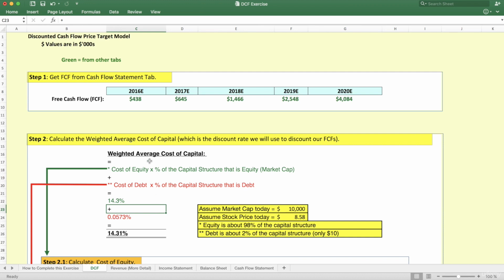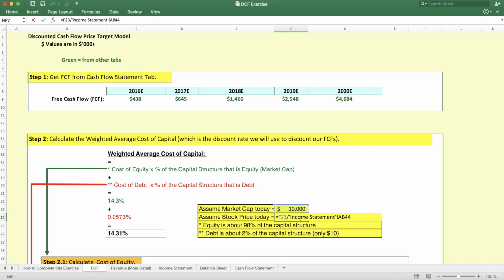Okay, so the cost of capital for us is going to be a function of, well, how much equity do we have? How much debt do we have, right? And then we'll get the percent of debt that we have in our capital structure times the cost of debt, plus the percent of equity we have in our capital structure times the cost of equity, and that's our blended weighted average cost of capital. Okay, cool. So the market cap today is 10,000. Just accept that. That's a given, okay? The stock price today is $8.58. It's just the market cap divided by the number of shares.